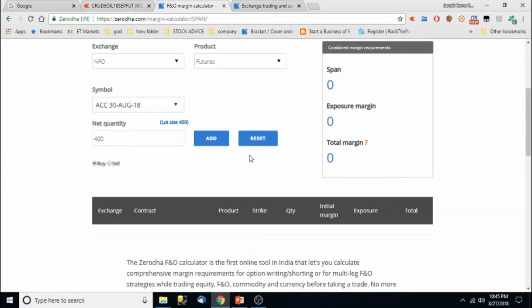Here in futures, as shown, the span margin will be generally fixed based on the stock, and the exposure margin will vary from day to day based on the price movement. So if the price is moving against you, then we have to pay more and more exposure margin, the difference, which is intimated by your broker on a day-to-day basis.